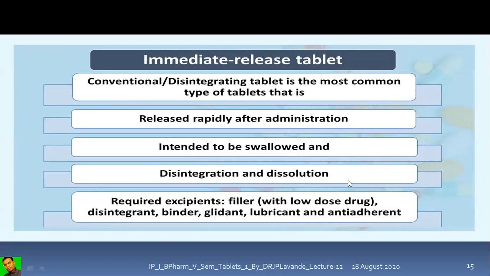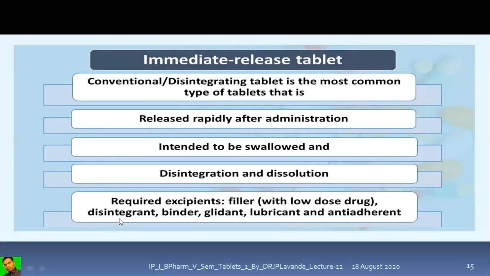As soon as it goes into the stomach, it is subjected to the process of disintegration, dissolution, and release of the drug. So they generally require different excipients. What are these? They will require a filler when there is a low quantity of the active pharmaceutical ingredient, or when the dose of the drug is very, very small. In that case, there is a need to add fillers. Fillers are nothing but bulk forming agents.